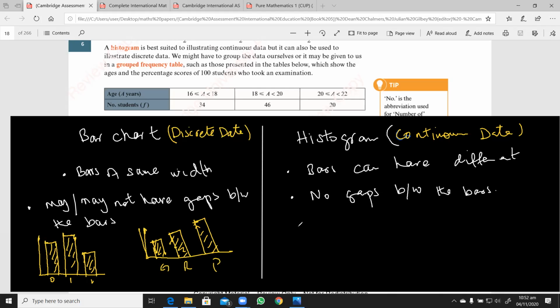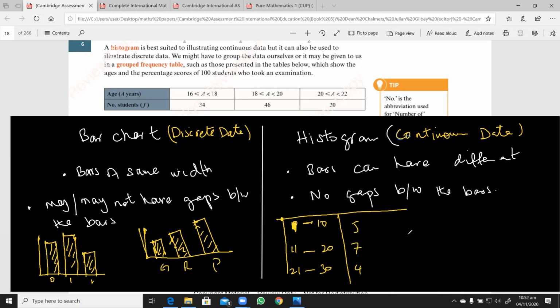Suppose you're given data in a class, where students get from 1 to 10 marks. 1 to 10 marks, there are 5 students. 11 to 20, there are, let's say, 7 students. And then 21 to 30, there are, let's say, 4 students.